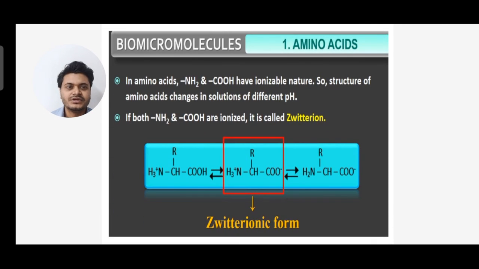So next you see in an amino acid, the amino group and carboxyl group have ionizable nature. So the structure of amino acid changes in solutions of different pH. If both amino group and carboxylic group are ionized, then it is called zwitter ion. All right. So that means amino group NH2 will be ionized into NH3 plus.